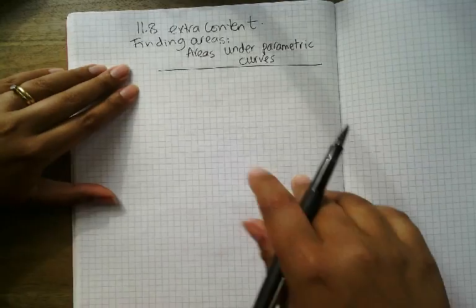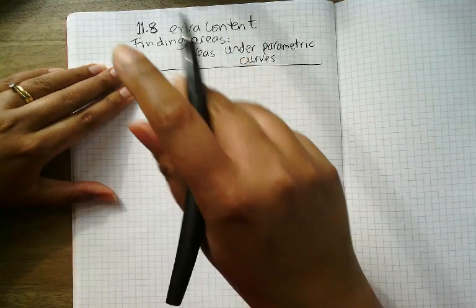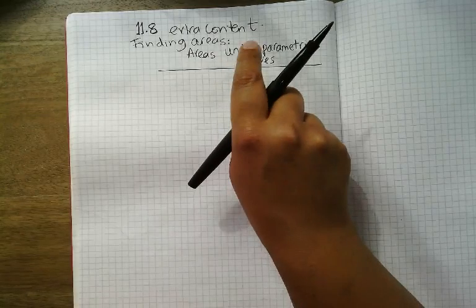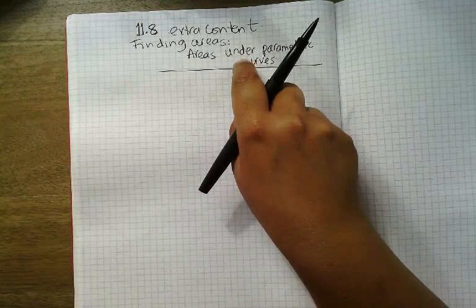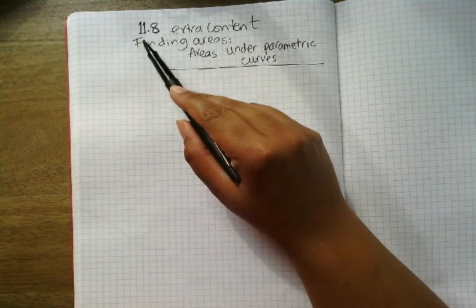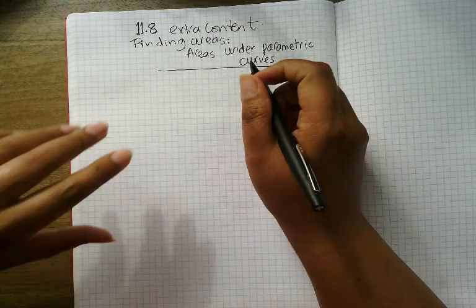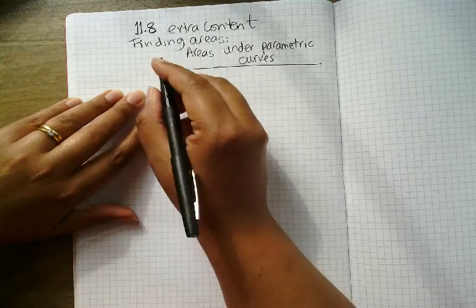This is a section that actually does not even exist in the old version of the Edexcel Pearson textbook, but it's in some of the new version. It's in section 11.8, and it comes under the section finding areas under parametric curves. Okay, so I'm just going to go through this example.